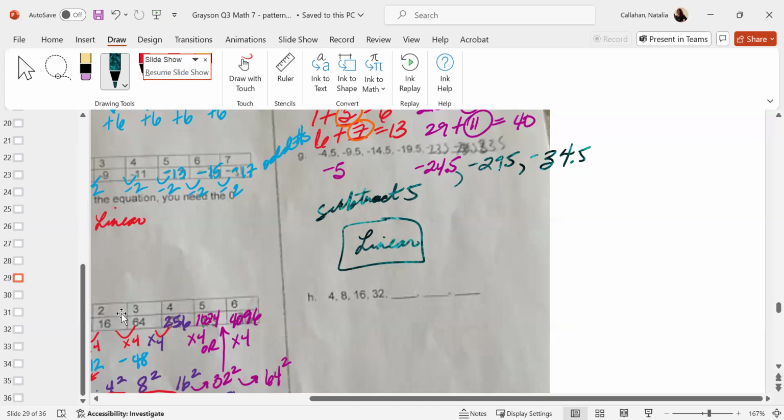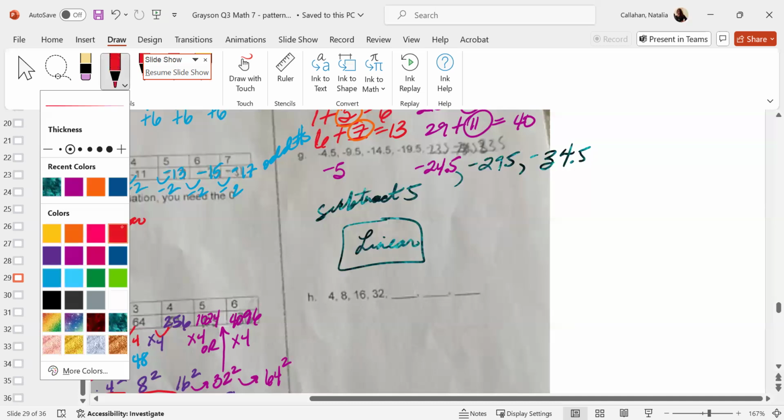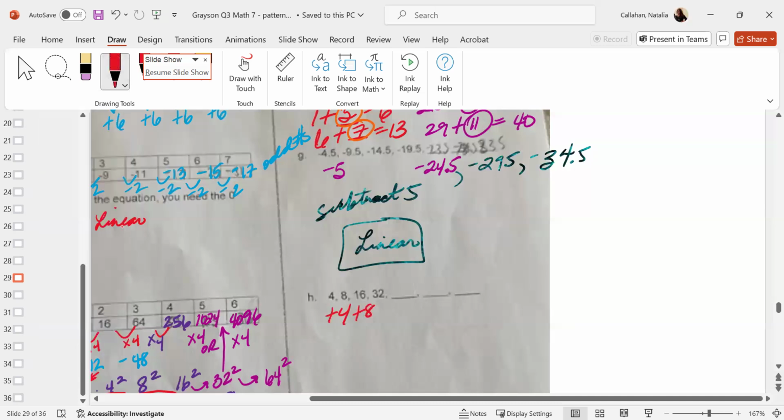Okay, it's linear. Okay, for H: 4, 8, 16, 32. How are you getting from 4 to 8? It's multiplied. Multiply by what? No, I can just add actually. So I add 4 and 4, which is 8. 8 and 8 is 16. 16 and 16 is 32. 32 and 32 is 64. Is that linear or exponential?